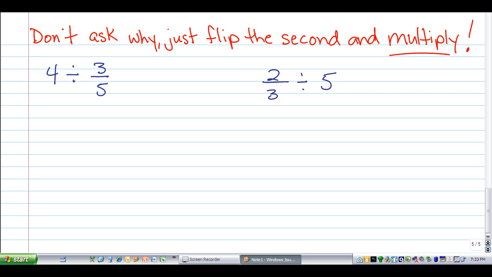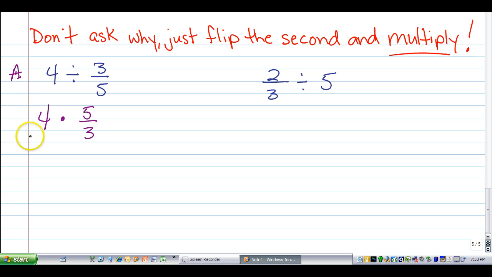Okay, before you do one by yourself, I forgot, I want to show you a couple other ones with whole numbers. Let's start off with this one. Letter A here: 4 divided by 3/5. Don't ask why, just flip the second and multiply. That means I leave the first one alone. 4, okay. 3/5, I'm going to flip it to 5/3 and I'm going to multiply.